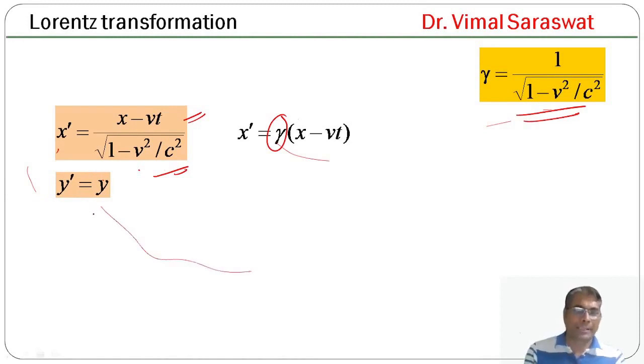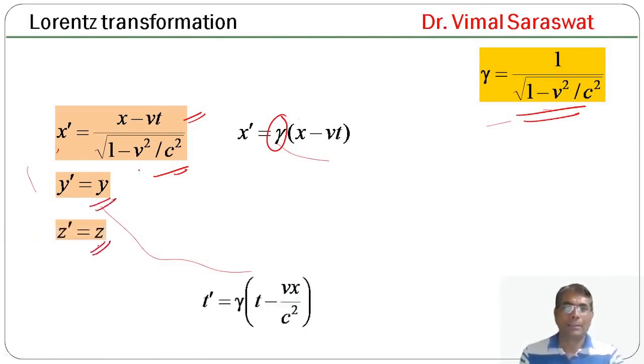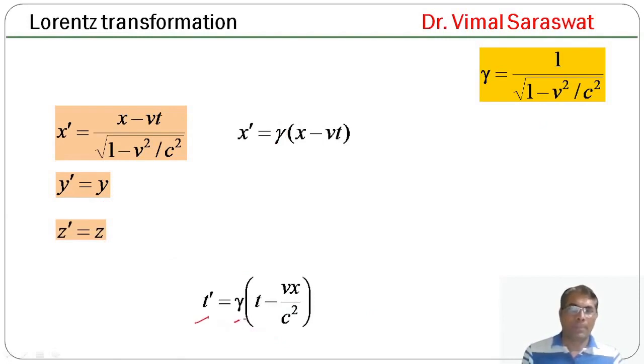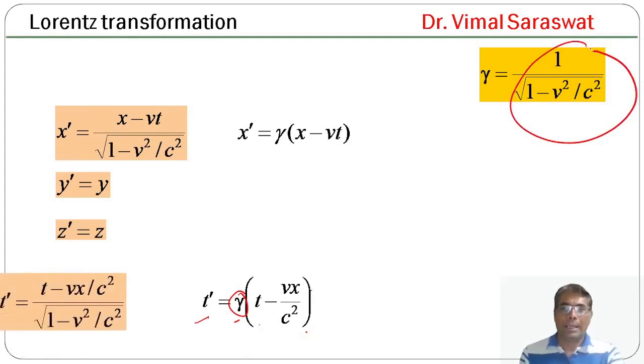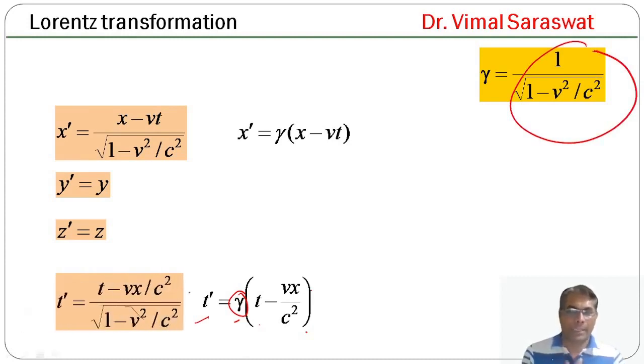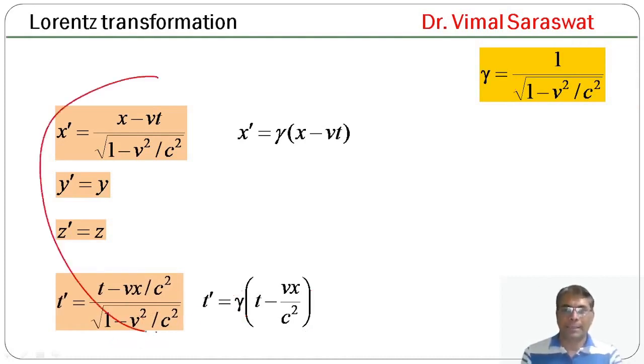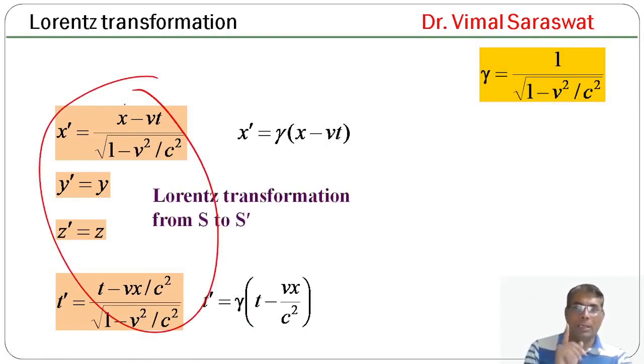Since there is no change in y direction and z direction, so y dash equal to y, z dash equal to z, and since t dash equal to gamma into t minus vx upon c square, now we replace this gamma with 1 upon root of 1 minus v square by c square. So t dash equal to t minus vx upon c square whole upon root of 1 minus v square by c square. These are the Lorentz transformation equations. So here we have a Lorentz transformation from S to S dash.